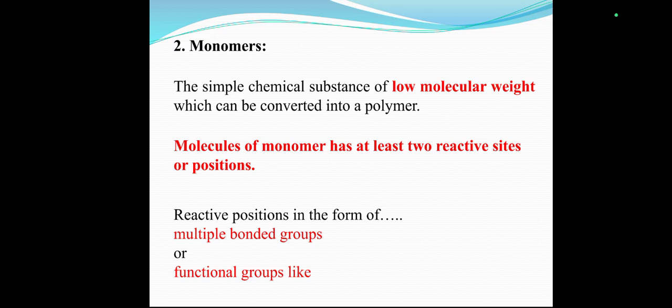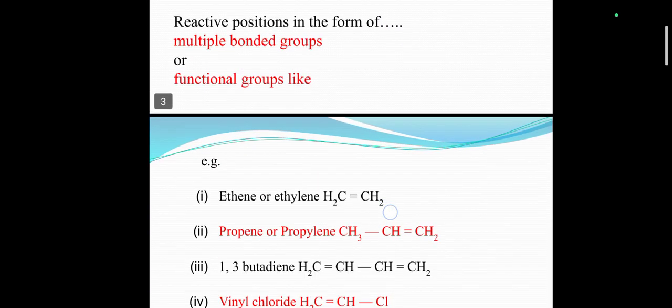Okay, so what is the condition? Then that molecule acts as a monomer. So a monomer molecule has at least two reactive sites, or you can say positions. So by using those two reactive sites or positions, that monomer molecule can link with one another. So reactive positions may be in the form of multiple bonds or functional groups.